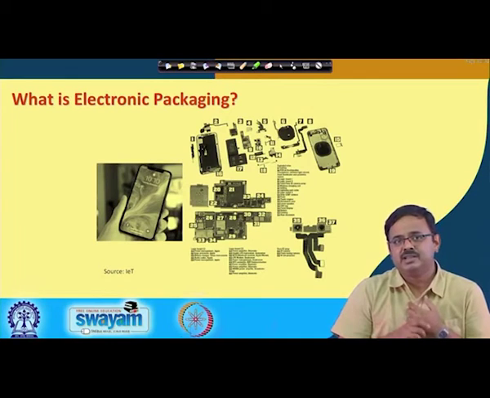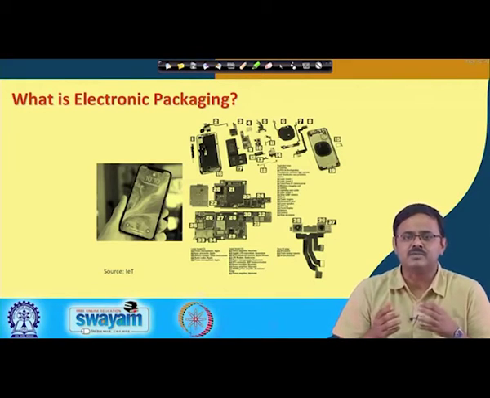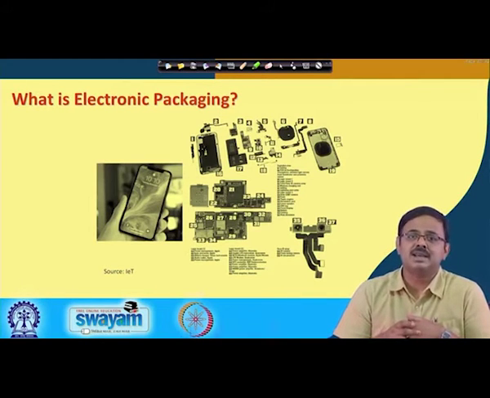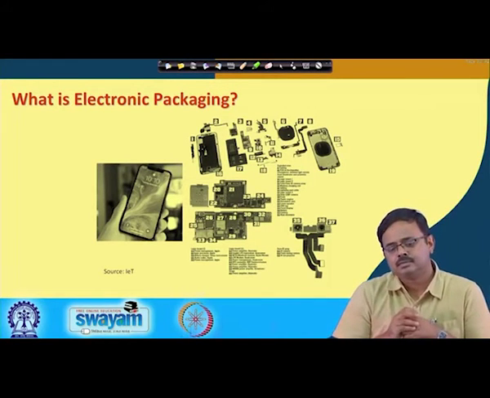If you look at this picture, I would say this is electronic packaging, and then you would ask me, what is this? You are showing me the different components inside a certain electronic product. And my answer to that is exactly, that's my point, my friend, this is exactly what I'm talking about when I use the word electronic packaging. Okay, still confused? Let's see.